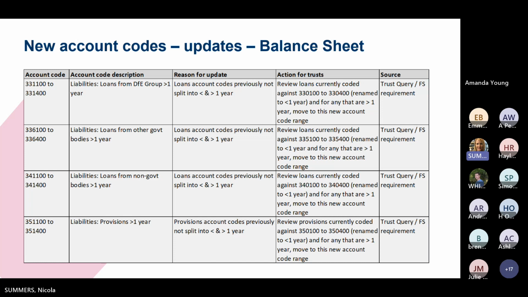So we've repurposed the existing account codes for less than 1 year, but we've added new account codes for loans and provisions greater than 1 year. So what trusts would need to do is analyse any loans that you've got, and if you've got any that are greater than 1 year, you would need to move them to the new account codes.